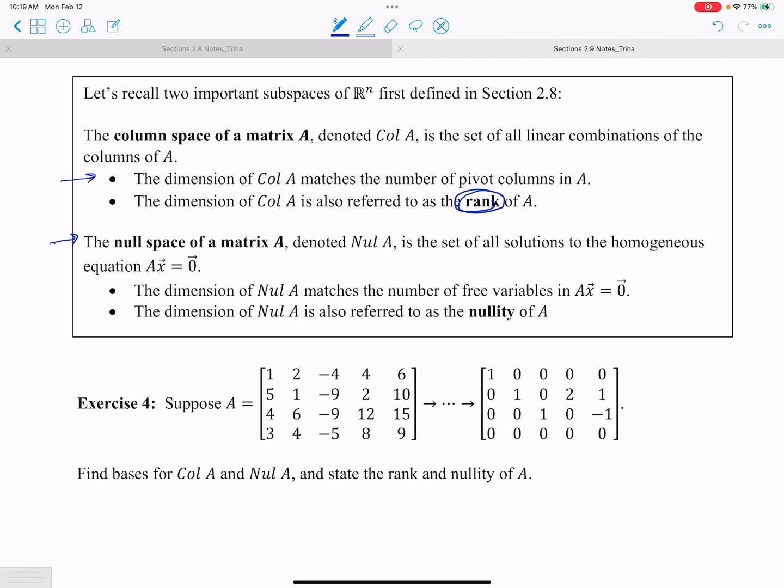The null space of a matrix is the set of all vectors that map to 0, and the dimension of the null space is the same as the number of free variables, and the dimension is referred to as the nullity. So if the rank is the same as the number of pivots, and the nullity is the same as the number of free variables, those 2 together will add up to the number of columns.